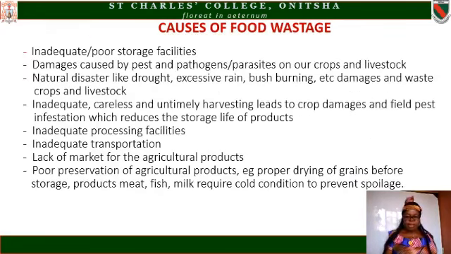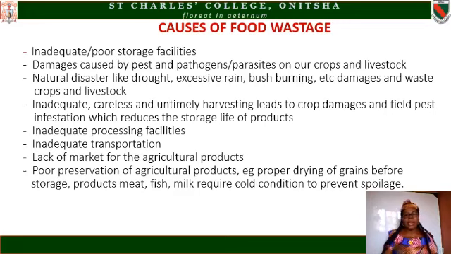Causes of food wastage. After harvesting rich crops, we have an abundance of them. If we don't take care, most of them will be spoiled. There are certain things that bring about wastage of this food, which include inadequate or poor storage facilities. After harvesting your crops, if you don't have enough or good storage facilities, like there are some crops that need cold environments, like fish, meat, and perishable vegetables. If you don't have the cold room where you will store them, they will get spoiled.